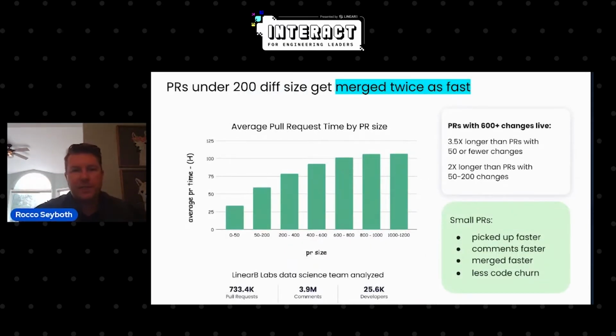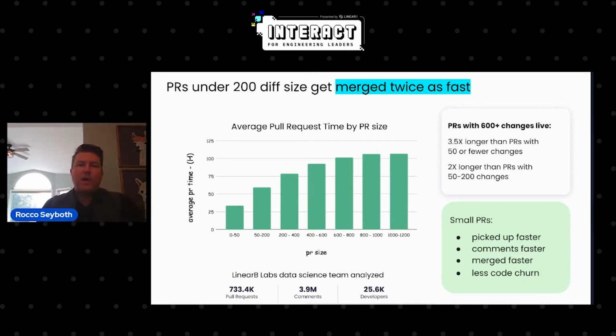And there's proof of this. So look at this chart. It takes us twice as long to review PRs that are over 200 lines of code, even if they're only 600 lines of code, all the way up to 1,200 lines of code.